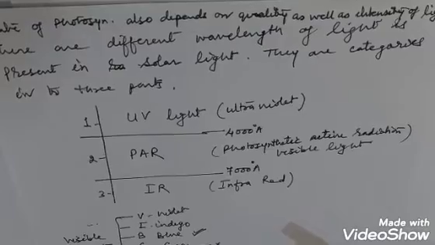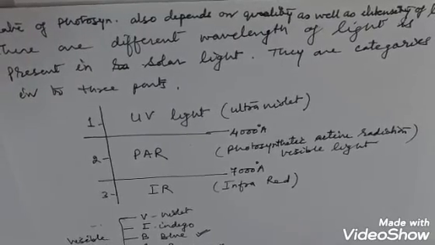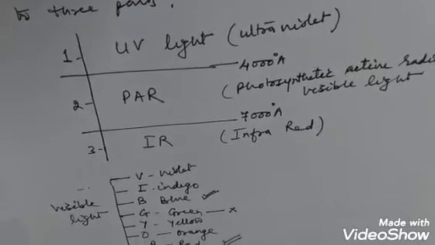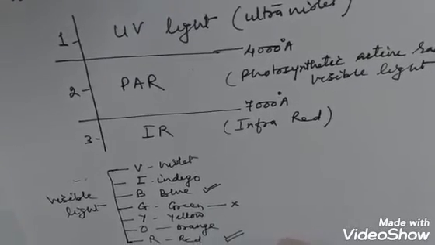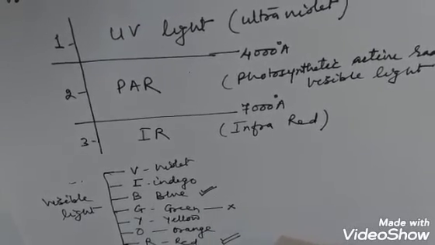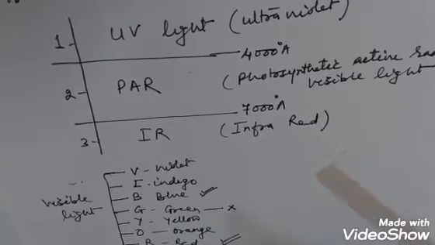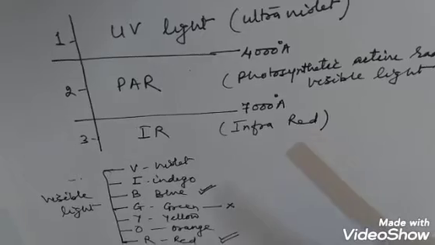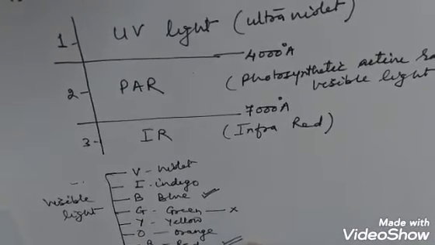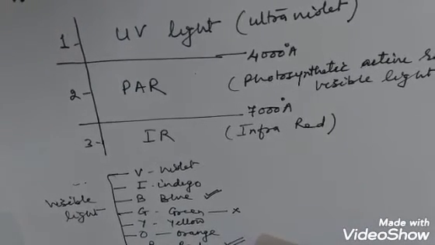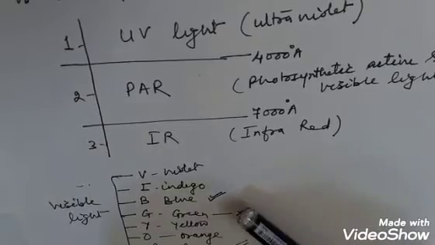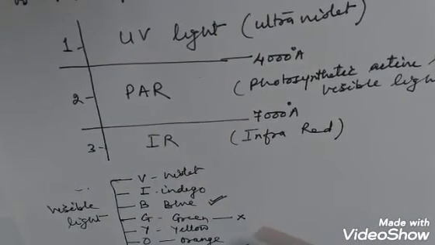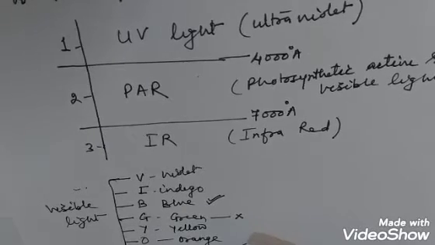And the photosynthetic active radiation, or the visible light, has 7 colors. It is also known as VIBGYOR: V for violet, I for indigo, B for blue, G for green, Y for yellow, O for orange, R for red. All these lights have different wavelengths. And the question is, among all these 7 colors, in which color is the rate of photosynthesis maximum? The rate of photosynthesis is maximum in blue and red light, whereas in green light there is no photosynthesis or a very small amount of photosynthesis occurs.